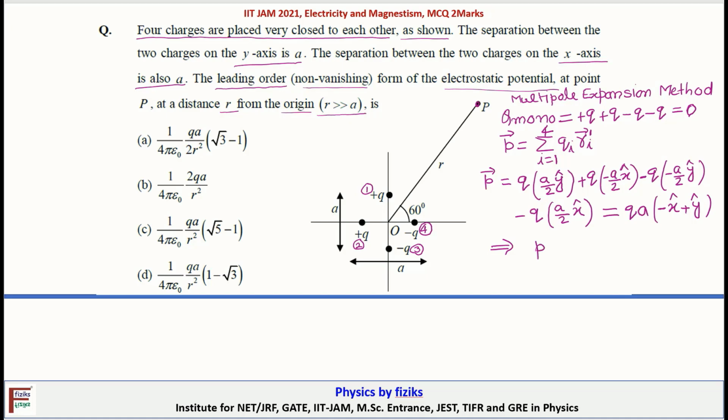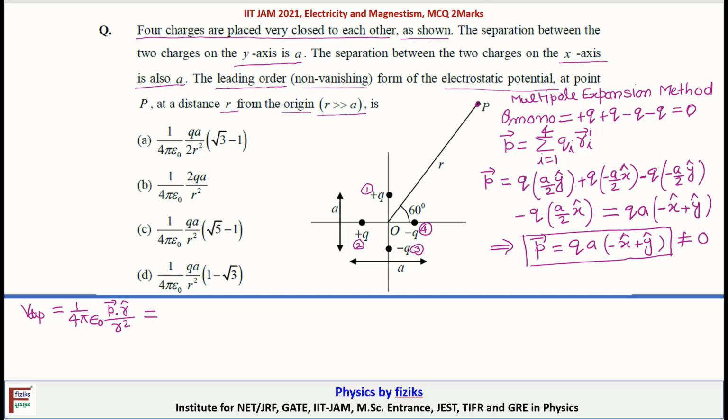Or this dipole moment is QA times minus x cap plus y cap. This is the dipole moment, and this dipole moment is non-zero. Now we know that the potential due to a dipole is given by V dipole equals 1 by 4 pi epsilon naught, P dot r cap by r square.